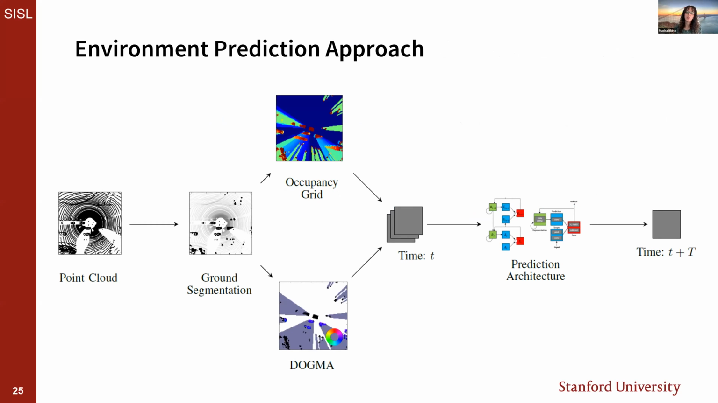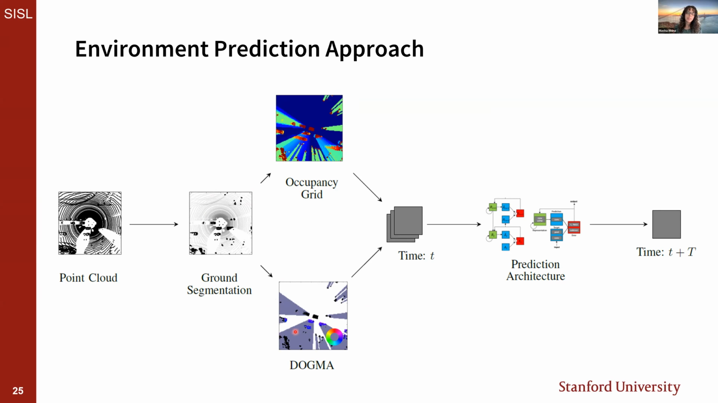Our proposed environment prediction pipeline looks as follows. The input to the system is a LiDAR point cloud. It then goes through a ground segmentation procedure where points associated with the ground are removed. Then we update our local occupancy grid representation with these segmented points. Simultaneously, we can construct estimates of the local dynamics surrounding the ego vehicle, such as cell-wise velocity. And this representation is referred to as a DOGMA, or a dynamic occupancy grid map.